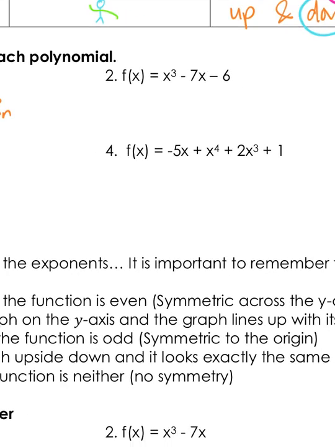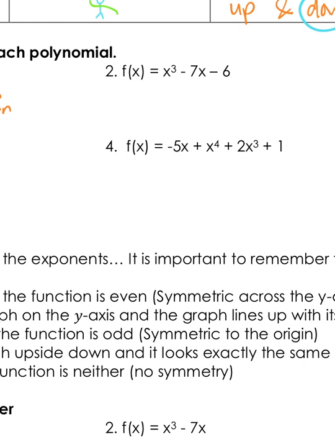All right, number 2, my degree here, my highest exponent, is 3, so that is odd. So I know that my arms, my robot arms or my end behavior, are going to be going in opposite directions. And then my leading coefficient is just 1, so it is positive. So my right side is going to be moving up. So for the left and the right.